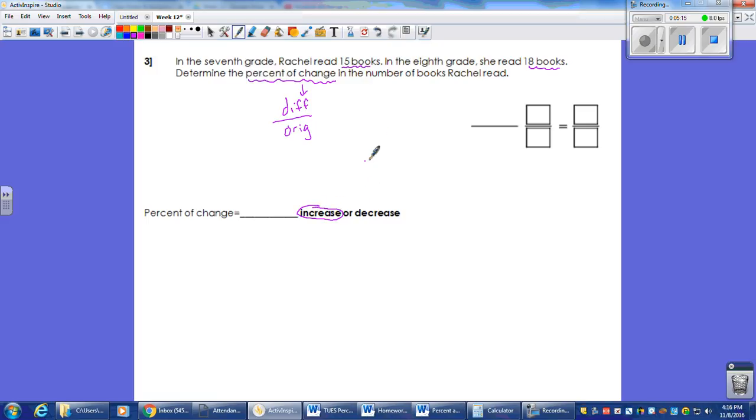Looks like she read more, so it's going to be a percent increase. So I'm going to write the difference over the original. The difference, we're not quite sure yet. Percent, I do not know, so I'm going to fill this in as X, over, percent is always on top of 100. The original amount of books she read last year was 15. The difference, we need to subtract the 15 books and the 18 books because the word difference means subtract. And when I do this, I get 3.